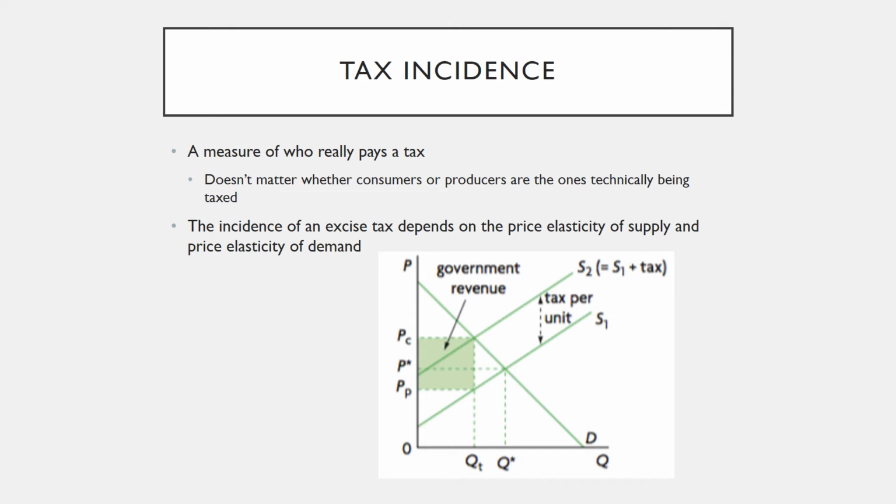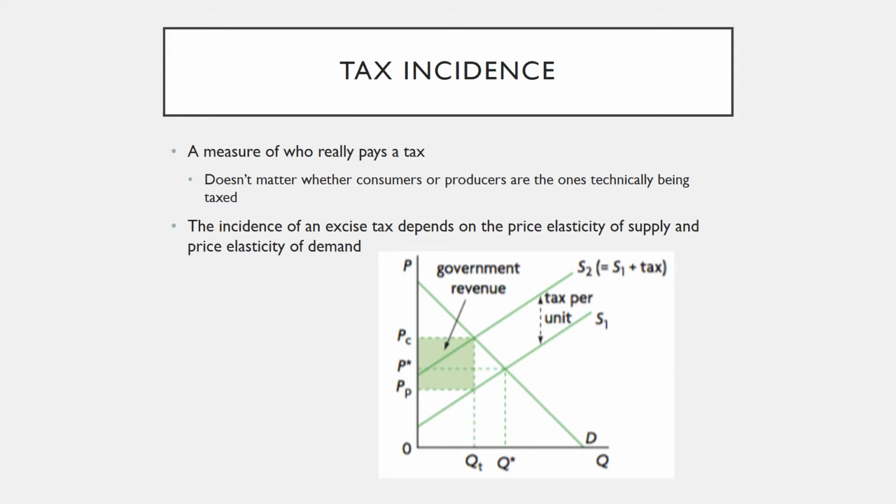Alright, so what is tax incidence? See, this is why I cut myself off before, because it's on the next slide. So tax incidence is a measure of who really pays a tax. What this means is, we talked about in previous videos, the government can place a tax on the producers, which will shift the supply curve left, or it could instill a tax on buyers, which would shift the demand curve left.